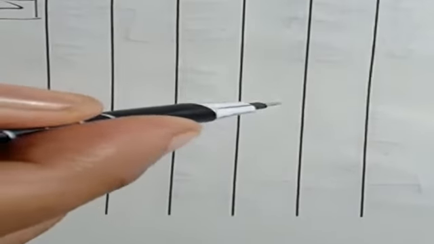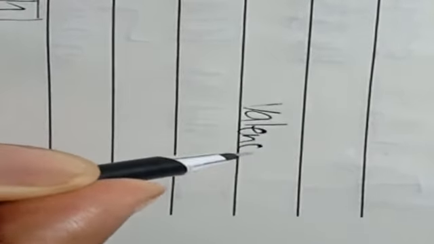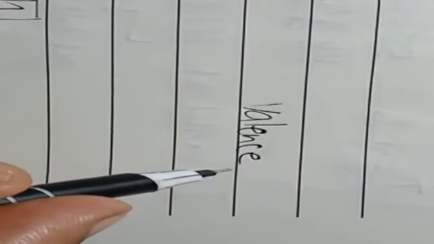Okay students, as you all know, in an atom the valence shell is the outermost shell of the atom. Each and every atom has an outermost shell, and that outermost shell is known as its valence shell. So the valence shell is the outermost shell of the atom.